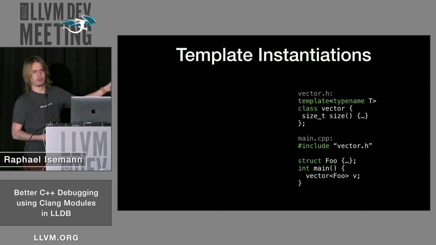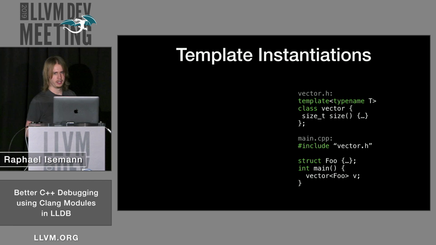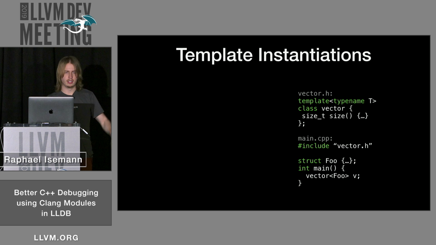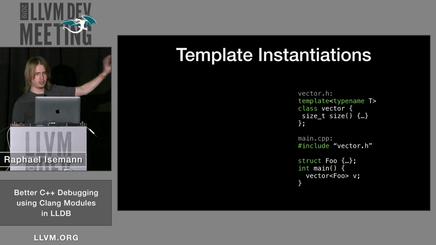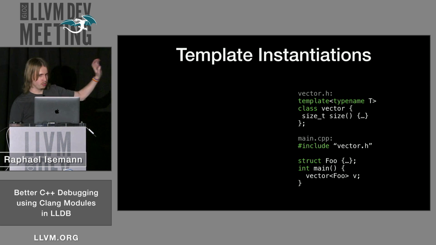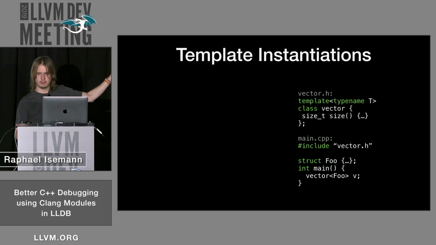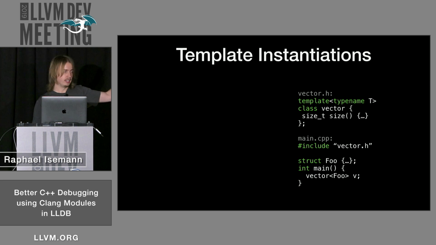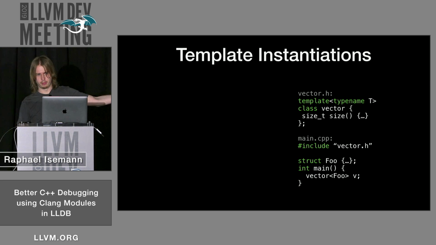And I just gave it one size method, but let's just imagine there's more there. So there's a size method in our vector of T, and that's our header. Our source file includes the header, so we have a vector of T there. It declares its own struct foo, and then it declares a vector of foo v as a local variable.